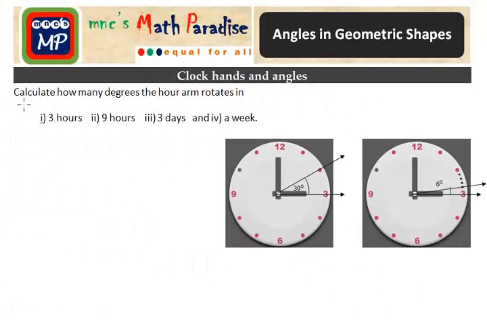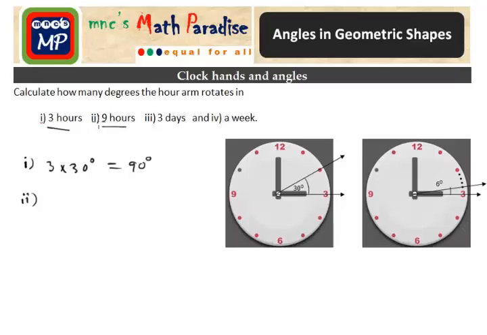Now we will use the information that we achieved in our last slide, that is, when an hour arm moves 1 hour, it covers 30 degrees, and when a minute arm moves 1 minute, it covers 6 degrees, to do some example problems. Let us start with this example. Calculate how many degrees the hour arm rotates in 3 hours. So we know when an hour arm moves 1 hour, it covers 30 degrees. So for 3 hours, it will cover 3 times 30 degrees, that is 90 degrees.